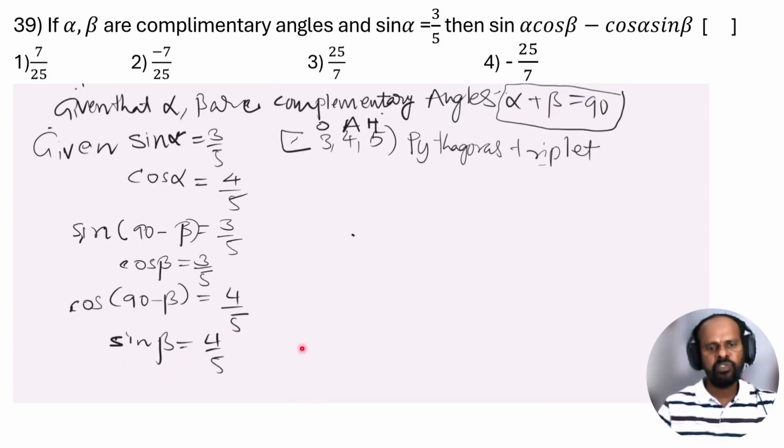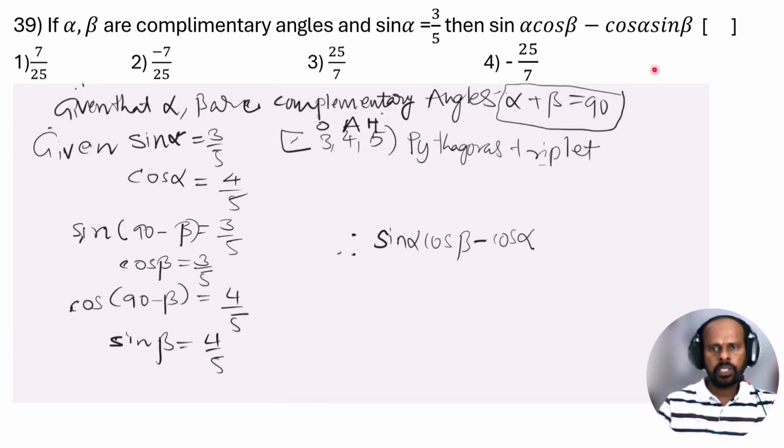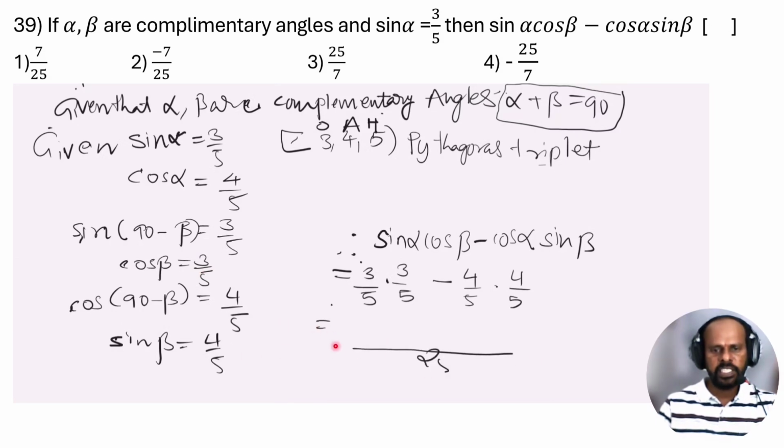So in the question, you see what is asked: sin alpha cos beta minus cos alpha sin beta. So let us substitute the values. What you got here: sin alpha 3 by 5, cos beta 3 by 5, minus cos alpha 4 by 5 into sin beta 4 by 5. If you multiply, you will get 25 as LCM, 3 3's are 9, 4 4's are 16. So 9 minus 16 is minus 7 by 25, which is the correct answer, and the option is 2.